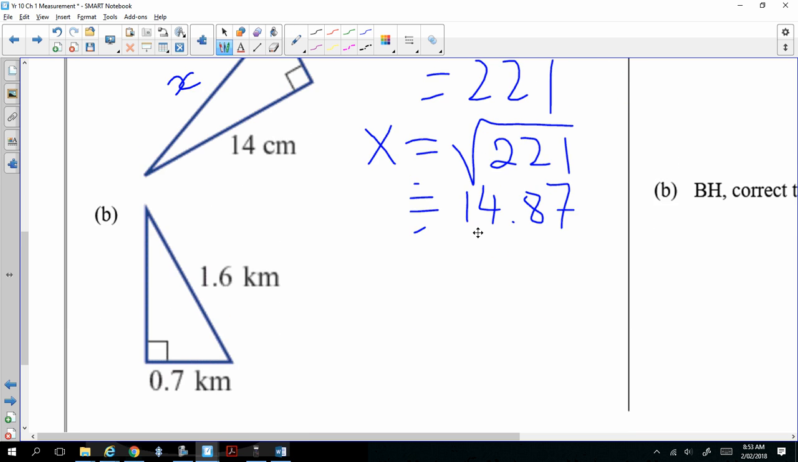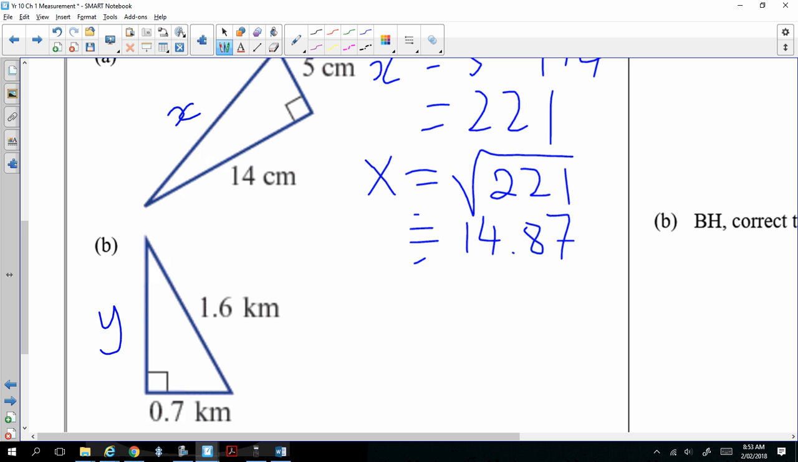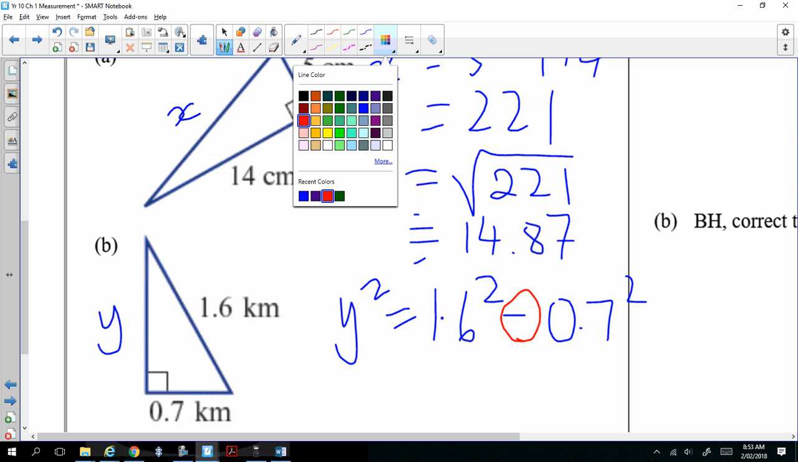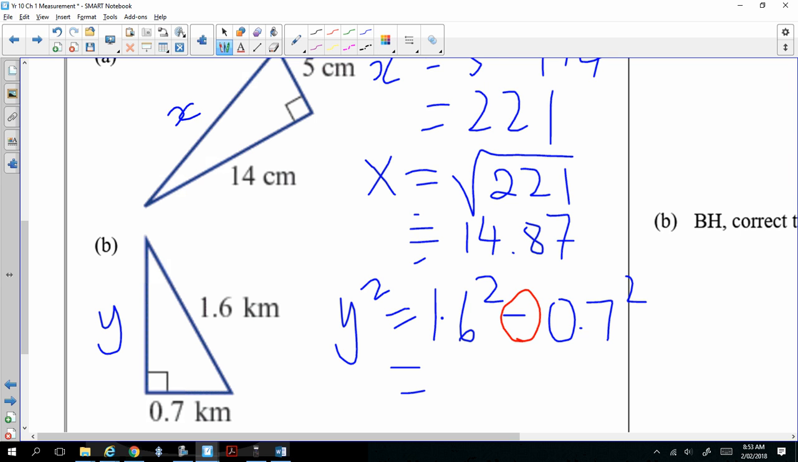All right, next one is, what if I want to find the shorter side? If you find the shorter side, you just do it like this. y squared is the hypotenuse squared, 1.6 squared, minus 0.7 squared. So it's minus instead of plus. And you just highlight that. It's a minus.